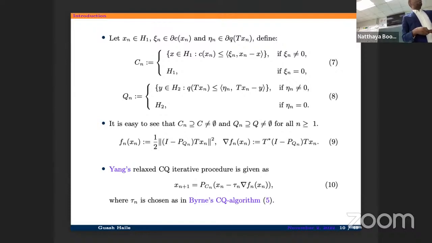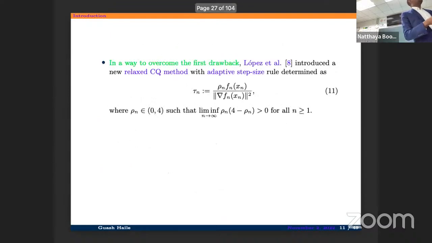But still, we can see that this tau n, given in the CQ method, still belongs to the interval between 0 and 2 over the spectral radius of T star T. So to solve the second drawback, Lopez in 2012 introduced a new form of step size tau n, which is defined in this form. So this step size, we can see that it is self-adaptive. It can be evaluated self-adaptively by using 11, where this rho n belongs to the interval 0 and 4.